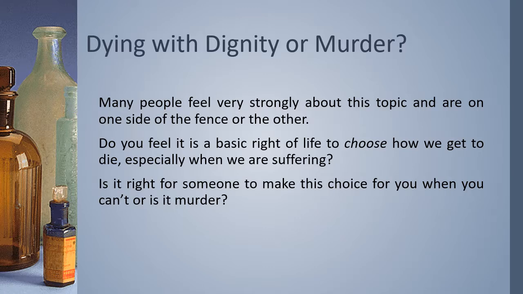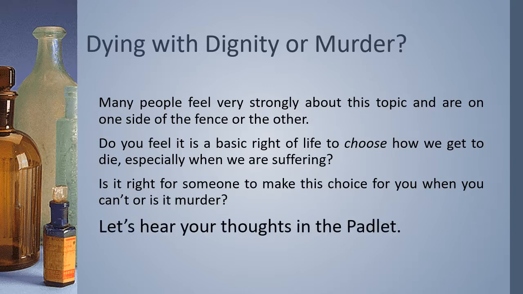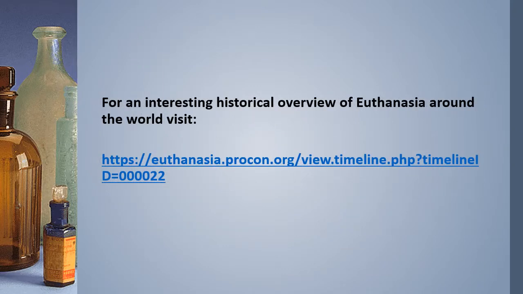Should parents be able to make this decision for their severely disabled children who cannot make the decision for themselves? Should minors be able to make this decision if they feel their quality of life is less than what they expect? Should mentally ill patients be able to make the choice? Let's talk about it on the Padlet. For an interesting historical overview of euthanasia around the world, please visit the link below. It's pretty fascinating to see how views have changed over the course of history.